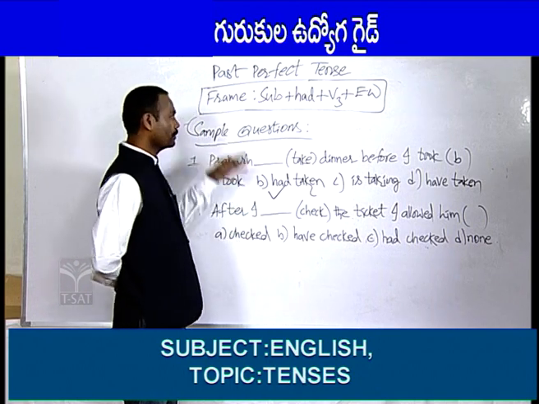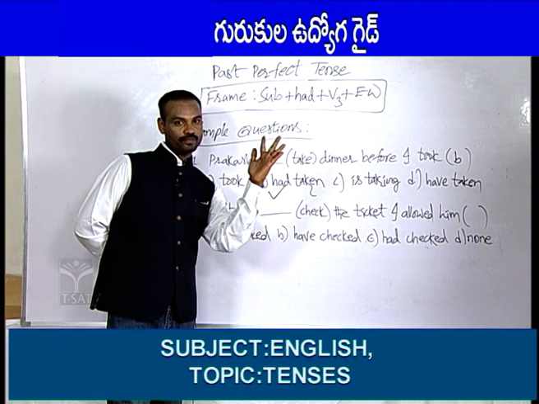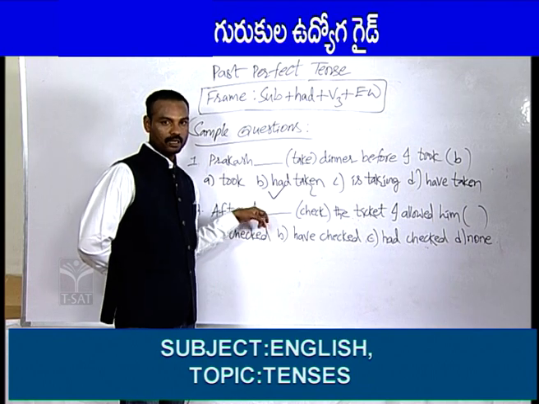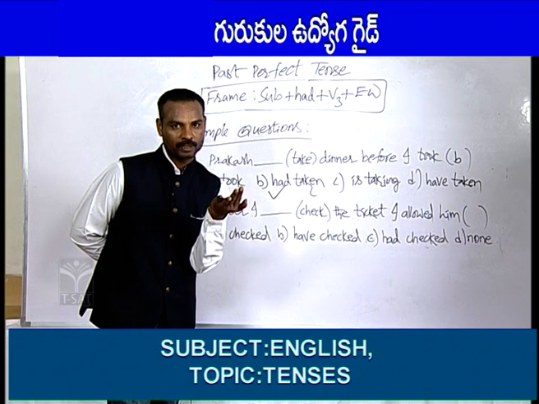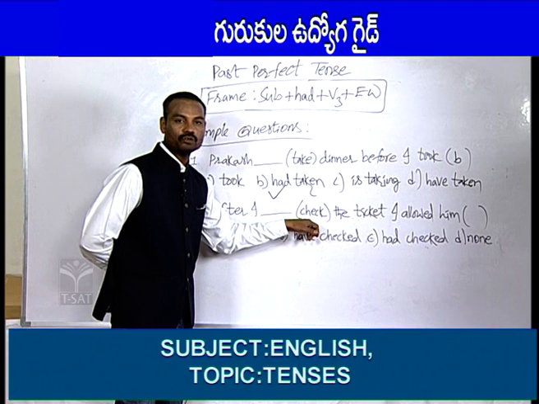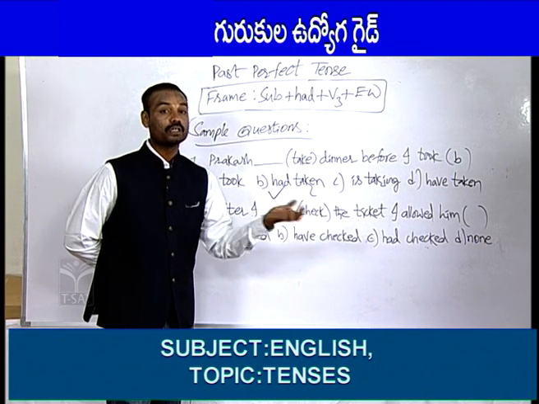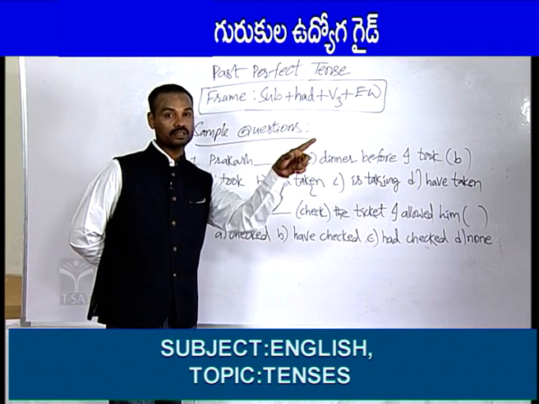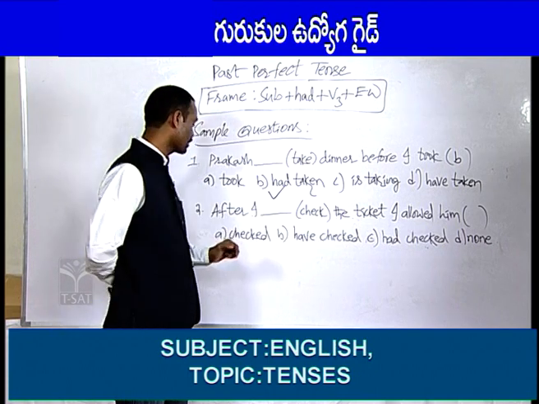Then come on, imagine the frame of the past perfect tense. Subject plus had plus V3 plus extra words, correct. So subject is there. After any subject, had should be used, that is the helping verb. Next, the main verb must be in the third form, had plus V3. So they will give the main verb under the bracket. Check is the main verb. What is the third form of check? Check is V1, checked V2 and checked V3. Checked. Had checked is the answer.